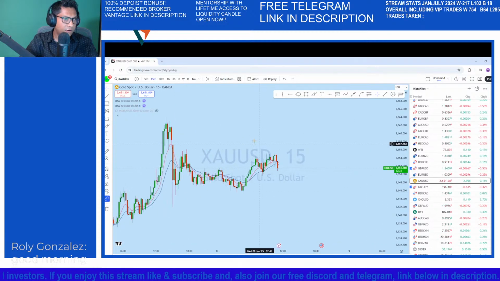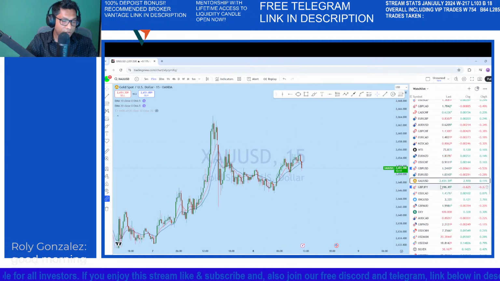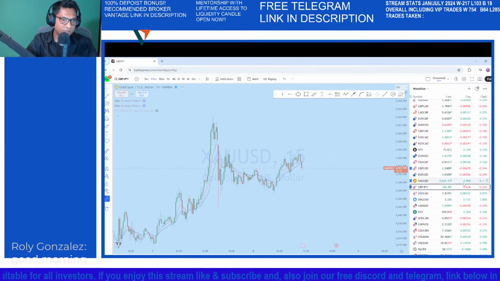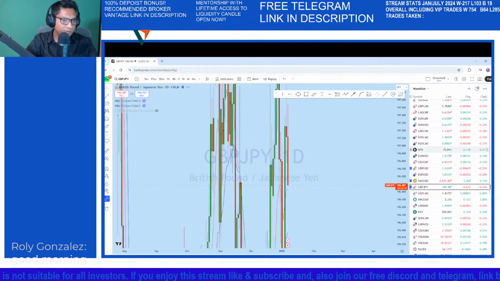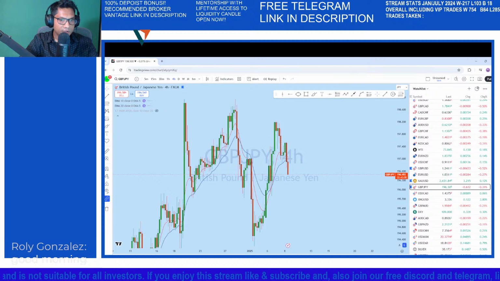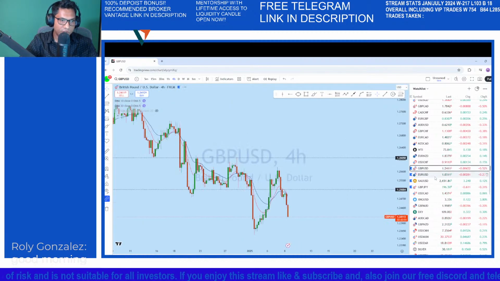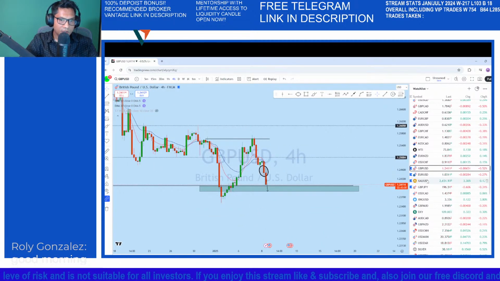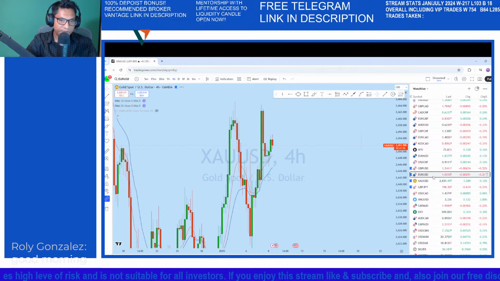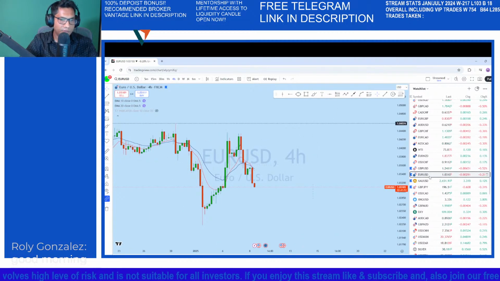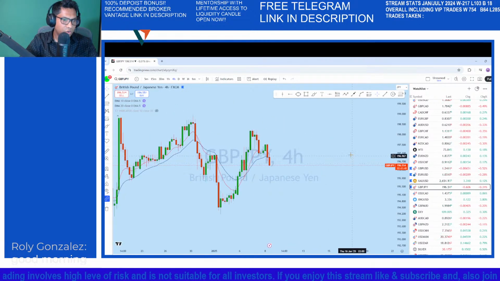Looking at XAU USD, we will be looking at both of them, XAU USD, and also we can see some nice looking trend on GBPJPY. Also EUR/USD is trending, and GBP/USD as well. So let's begin with first of all XAU USD, and also we'll be looking at EUR/USD, GBP/USD, and GBPJPY, whichever showing better opportunity.